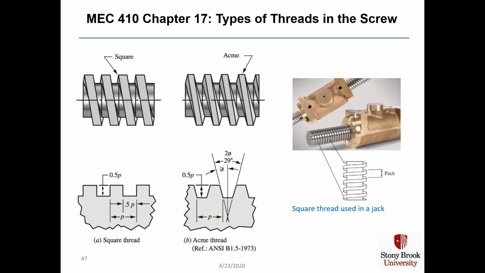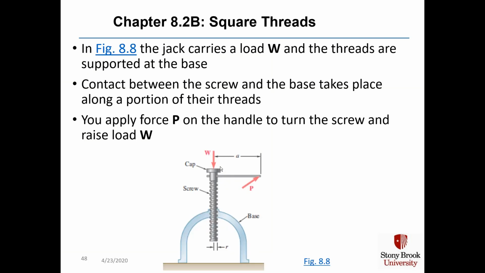But on the other hand, the analysis is very tough, and in this class we're only going to do some force analysis on the square threads. In figure 8.8, the jack, as we're showing you here with the handle, rotates when you put a force P on the handle, and that allows the thread to move up inside this base, and whatever weighs a whole lot, which is weight W, is on top of this surface here.